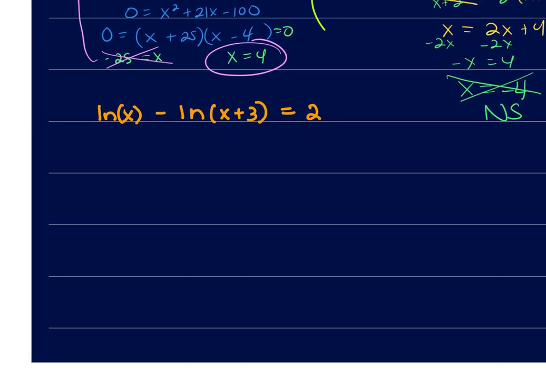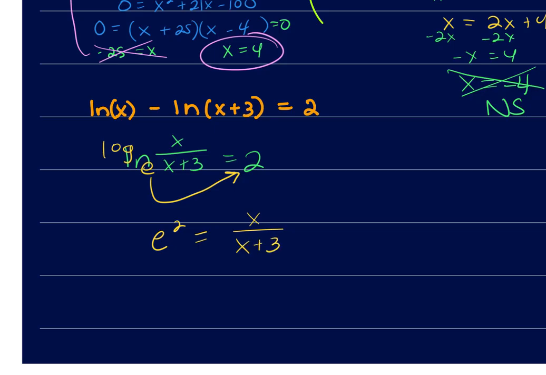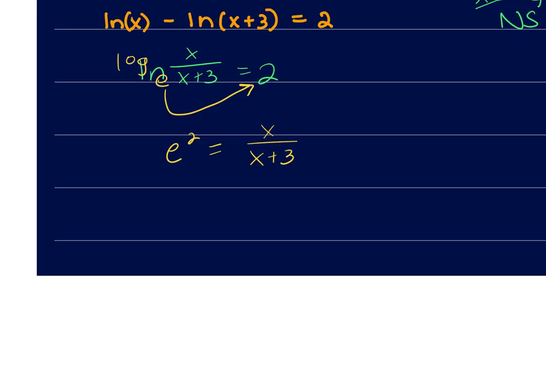I'm condensing ln's. So on the left-hand side, the minus means division. This time I only have a log on one side, right? So what am I going to change that ln to? Log base e. The e picks up the 2. So e to the second equals x over x plus 3. I'd multiply x plus 3 on both sides. And I get e to the second times x plus 3 equals x. Now I've got an x on both sides of the equal sign.